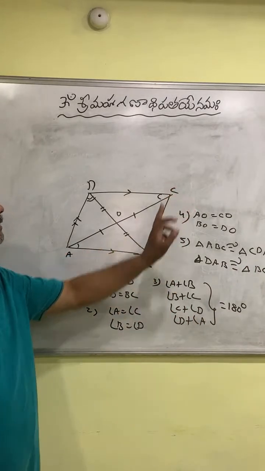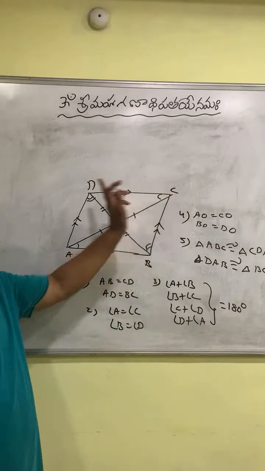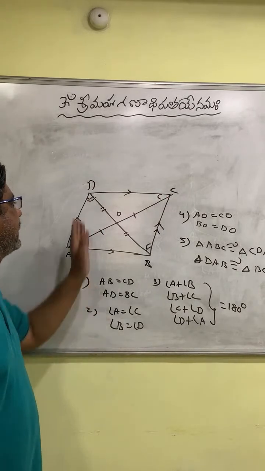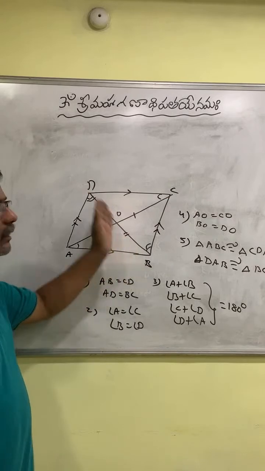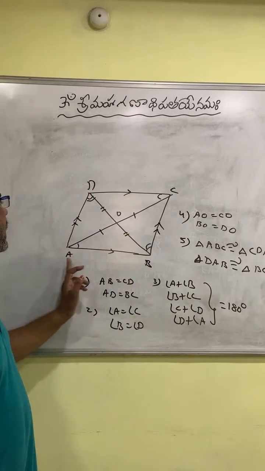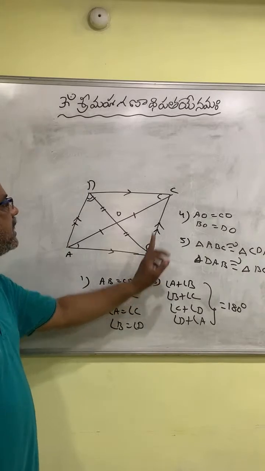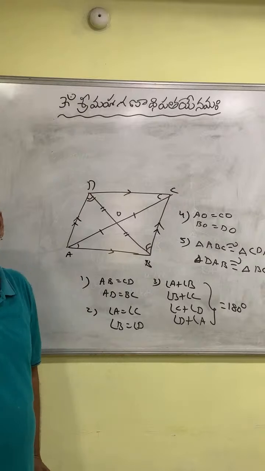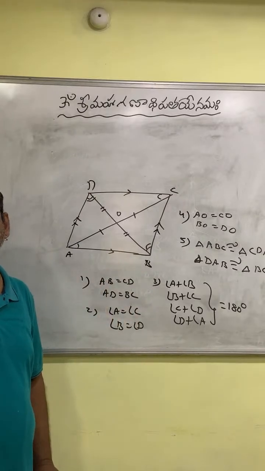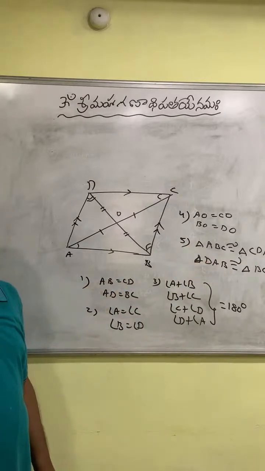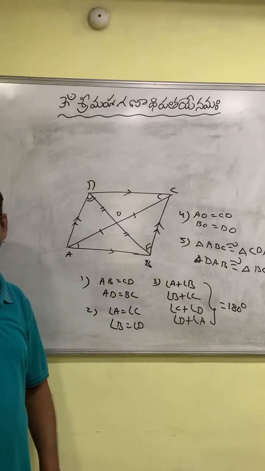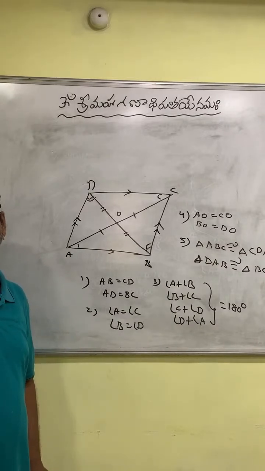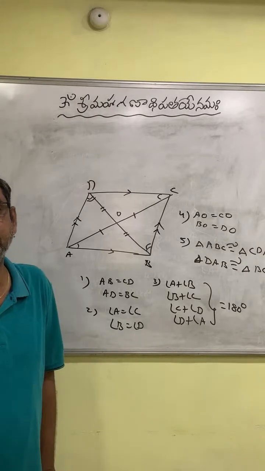Triangle ABC congruent to triangle CDA. AC divides into two congruent triangles. In the same way, diagonal BD divides triangle DAB congruent to triangle BCD. Each diagonal divides the parallelogram into two congruent triangles. These are the 5 properties that a parallelogram holds good. Okay na? ఇవి బాగా తెలియాలి మీకు అందరికి.